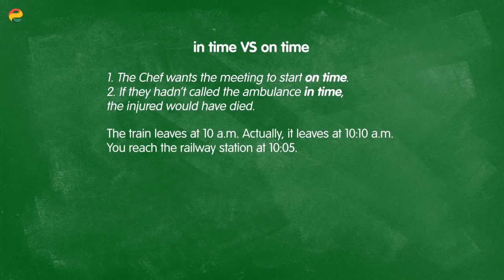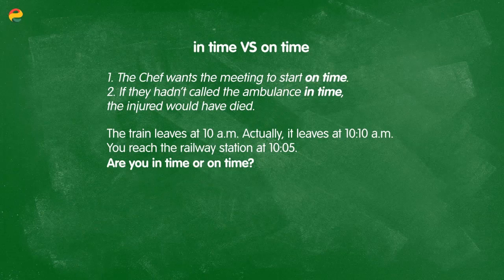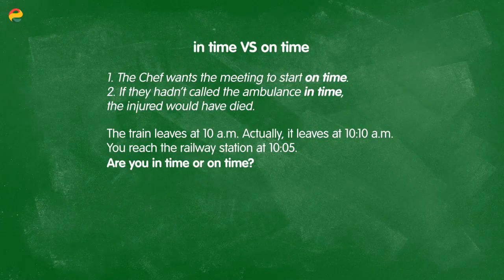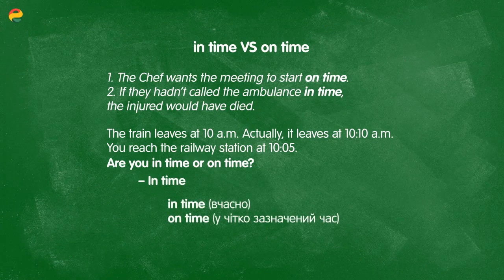So let's look at this example. Let's say that a train leaves at 10 a.m. Actually, it leaves at 10:10 a.m. But you arrive at 10:05. Are you in time or on time? Right. You didn't arrive on time. You were 5 minutes late, but you did arrive in time to catch the train.